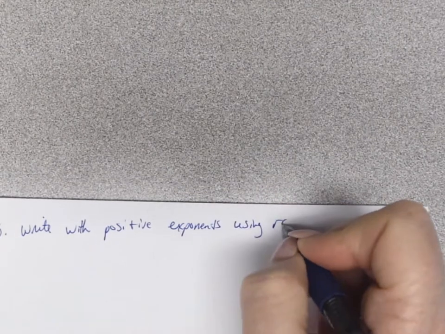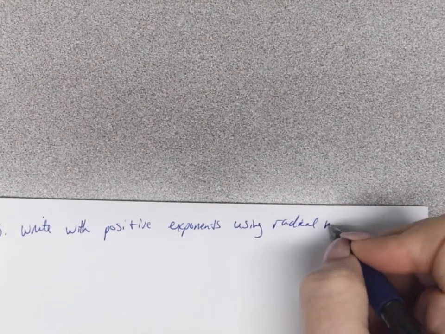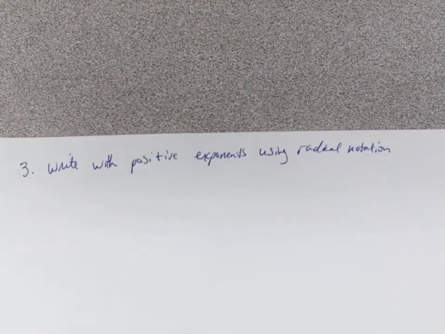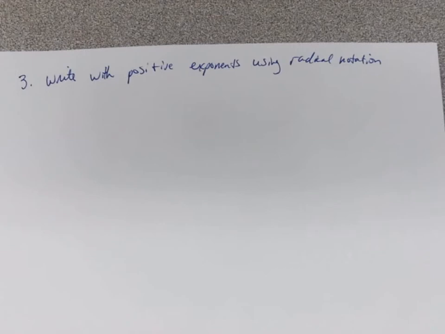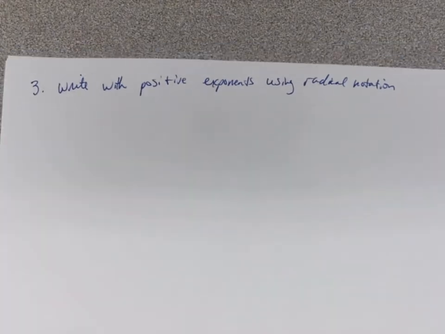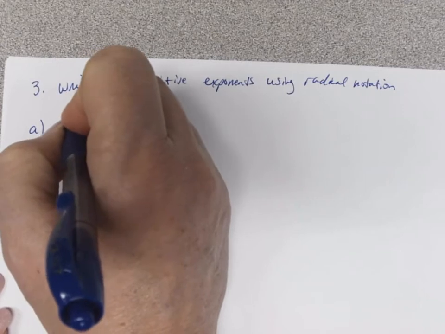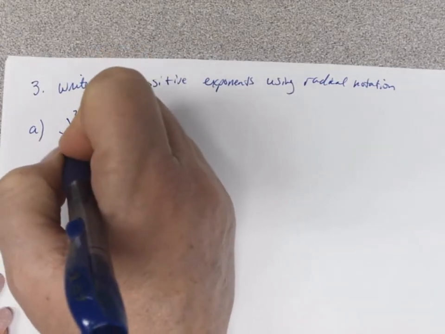Using radical notation. Now some of these you won't always have to do the radical notation. It just kind of depends on what happens with it. All right, so our first problem, we're looking at x to the 2/3 over x to the 1/3.